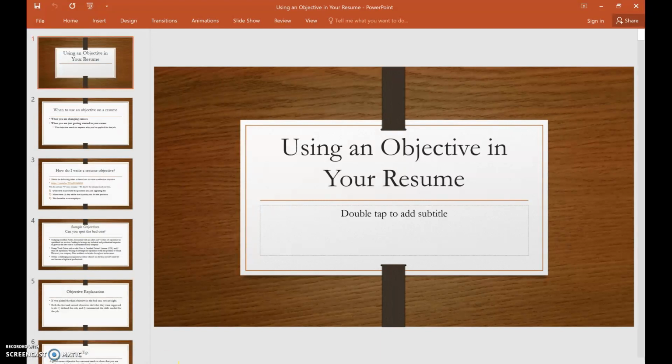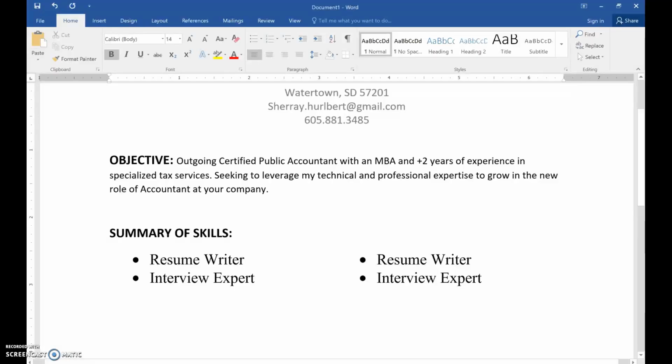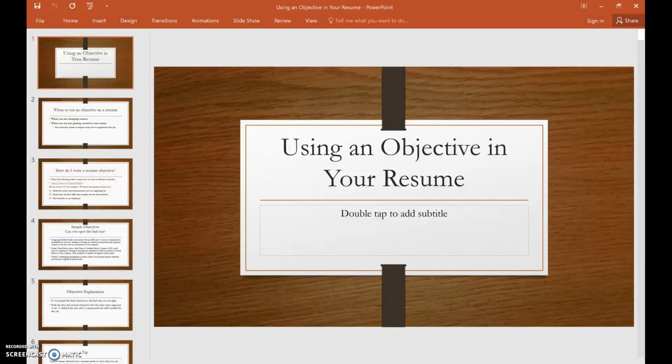So let's switch to my resume that I'm building with you. Under your header, which you developed in the first video, you will have an objective. Now at this point in time, I don't want you to worry about what it looks like. We're going to pretty it up later. We're just getting the words correctly placed and the content correctly placed. So your objective would come right here, right under the header, and we're going to talk about how to write a great objective so that you get a resume.